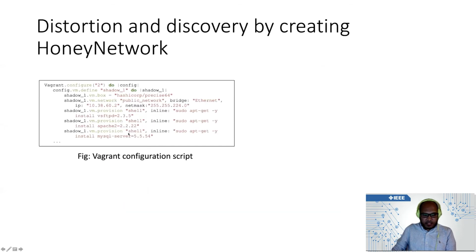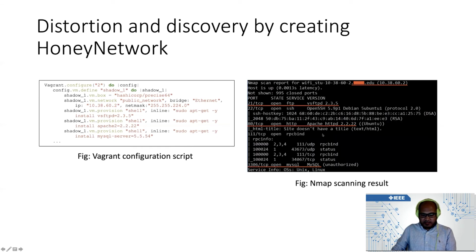This is an example of how we create the shadows and decoys. For example, in our framework, we have a tool called Vagrant that actually creates the shadow host with different services. This is the nmap scanning result of an adversary. So after the honeynet creation, if the adversary scans, it will find some shadow hosts, including the real host as well.